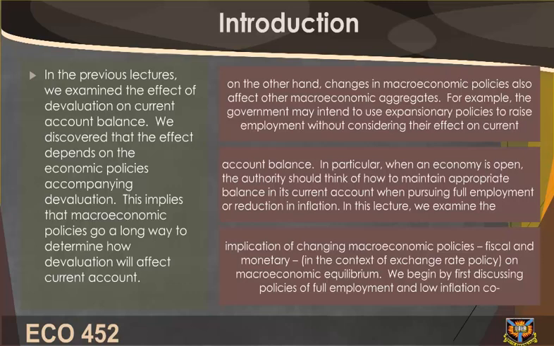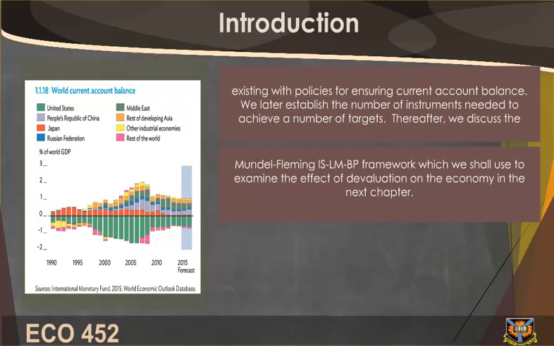In this lecture, we examine the implication of changing macroeconomic policies, fiscal and monetary, in the context of exchange rate policy on macroeconomic equilibrium. We begin by first discussing policies of full employment and low inflation coexisting with policies for ensuring current account balance. We later establish the number of instruments needed to achieve a number of targets. Thereafter, we discuss the Mundell-Fleming IS-LM-BP framework, which we shall use to examine the effect of devaluation on the economy in the next chapter.